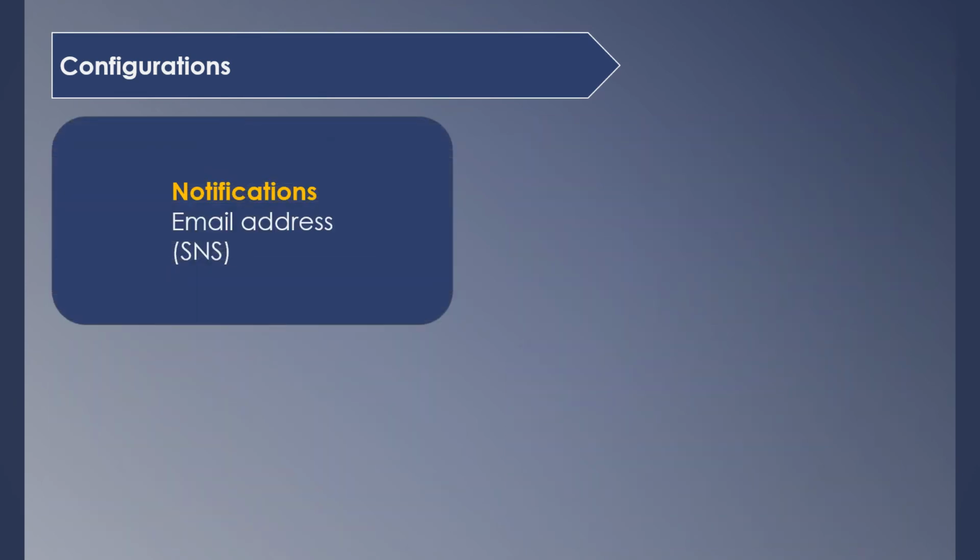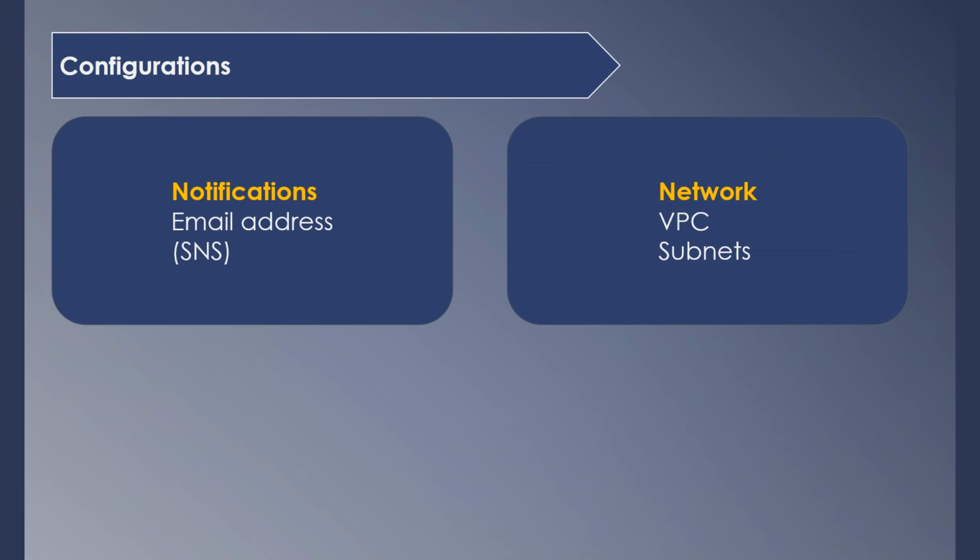The next section in the list is notifications. When you provide an email address here, you will receive a notification whenever there is an important event happening in your environment. Elastic Beanstalk achieves this by setting up an SNS topic automatically. Under Network, you can select a VPC if you don't want to use the default VPC, and also the subnets in which you want to place your instances and load balancers.